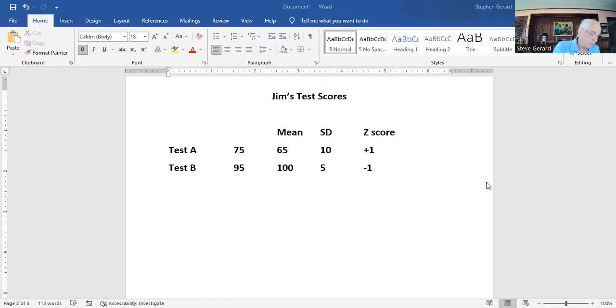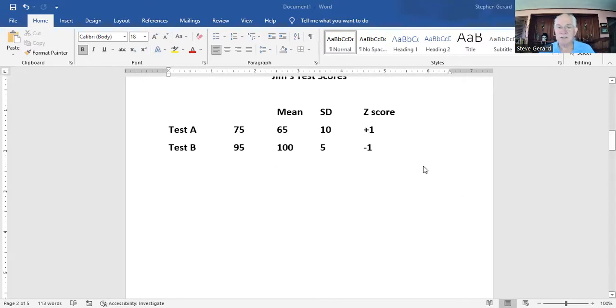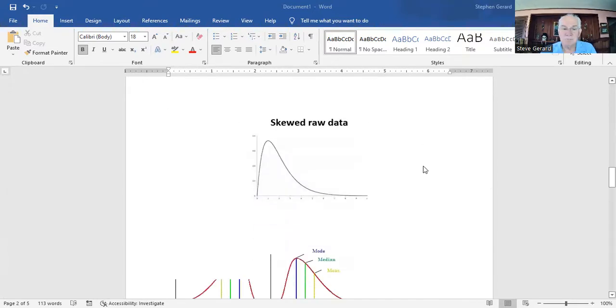And that's one question. The second question is, what's the probability on test B of scoring exactly 90? Now, how would we figure that out? And let me show you how I'd use Excel for doing that sort of problem.